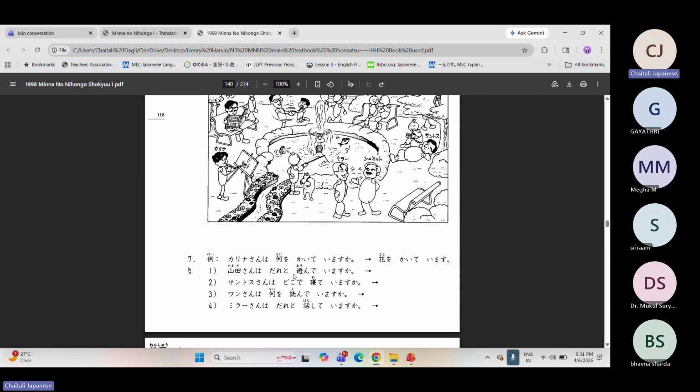So, doko de nette imasu. So, where is he sleeping? Doko is where. You can say under the tree or beside a person, whatever. So, what will be your answer? Under the tree. Under will be shita. So, ki no shita nette imasu. Ki is tree. Ki no shita, below the tree. Under the tree, he's sleeping. Are we clear, everybody?